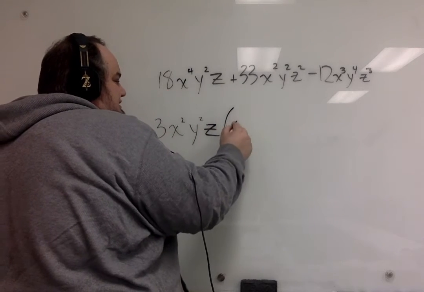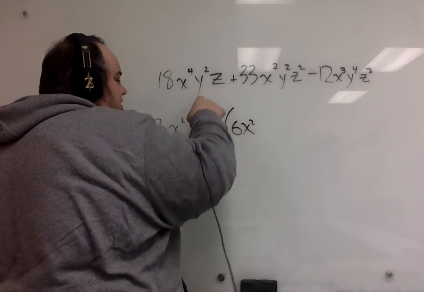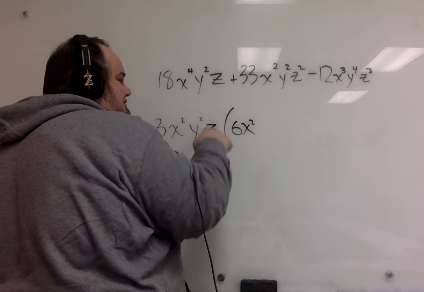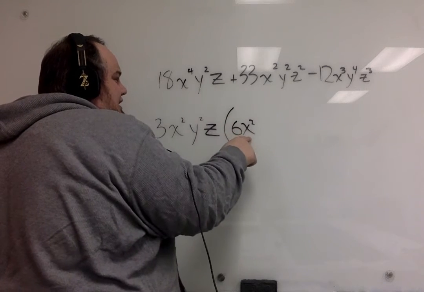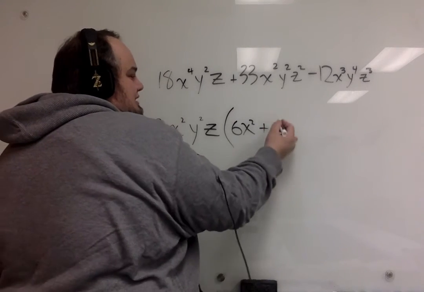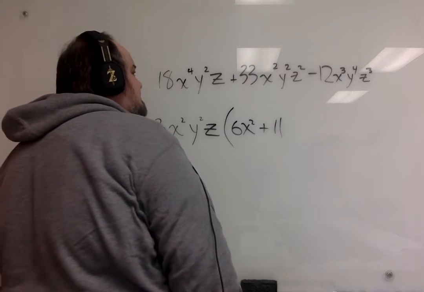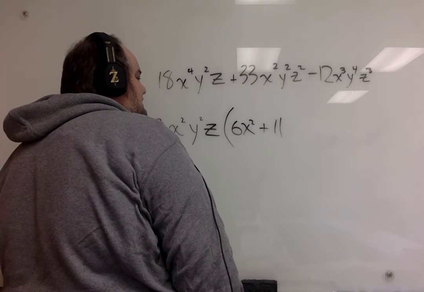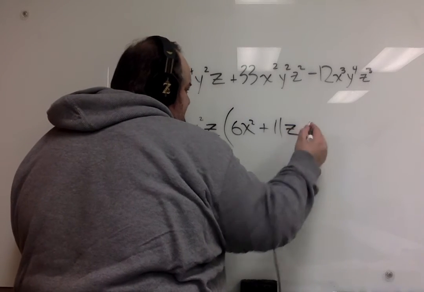This divided gives us 6. This divided gives us x squared. This divided cancels. This divided cancels. So we're left with 6x squared. Now, 33 divided by 3 is 11. X squared divided by x squared cancels. Y squared divided by y squared cancels. Z squared divided by z is z.